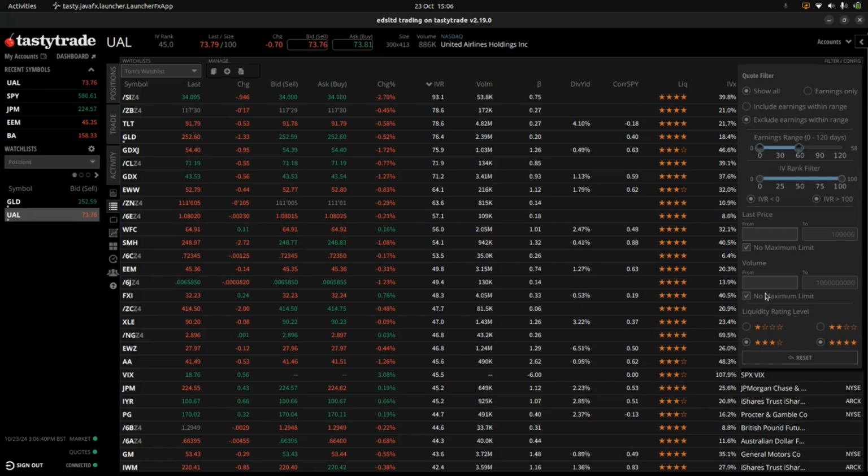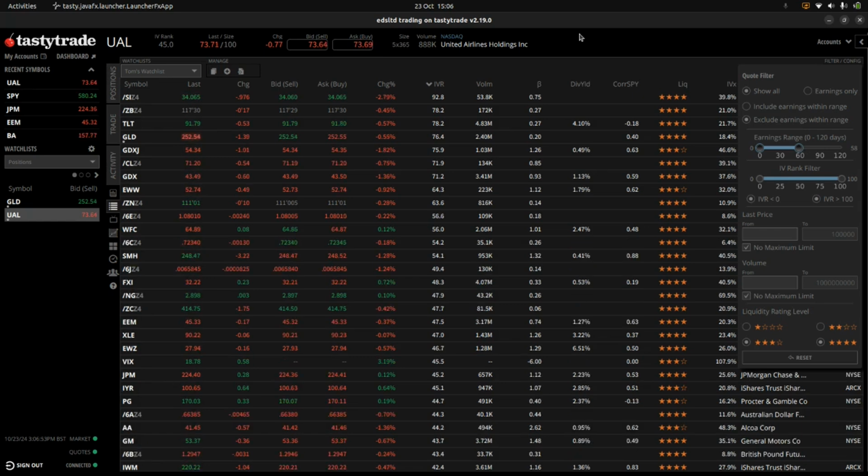We also want to filter out anything that has a low liquidity level. The reason for that is because we want to be able to get in and out of positions easily, and there's also something called the bid-ask spread. The spread is one of the ways that the broker makes money, and for us, we pay the spread. So it's the difference between the bid and ask. You pay it when you get in, and you pay it when you get out.